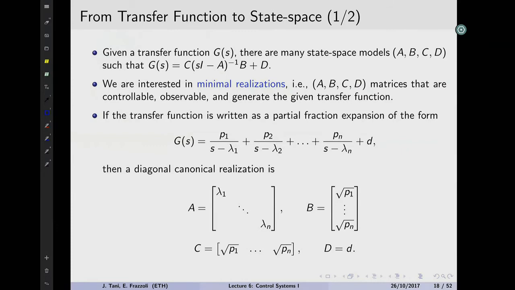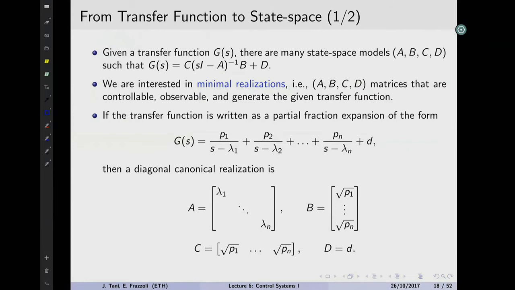And we knew from before, when we played around with the concept of state variables, that there are a bunch of different choices of state variables that are equivalent in describing the behavior of a system, right? And in fact, it turns out that there are many different solutions to the realization problem. There isn't a unique set of A, B, C, D that matches that transfer function. So we get to choose. There are degrees of freedom. And so what we're interested in is something that is called a minimal realization.